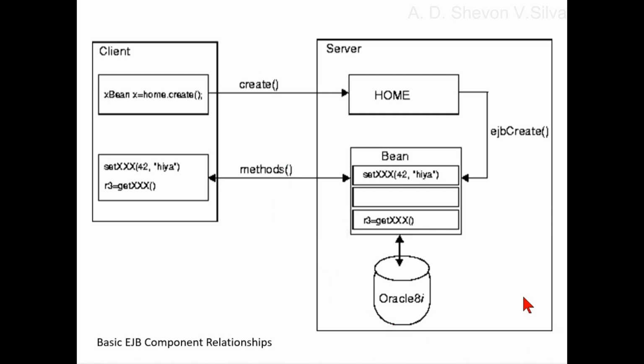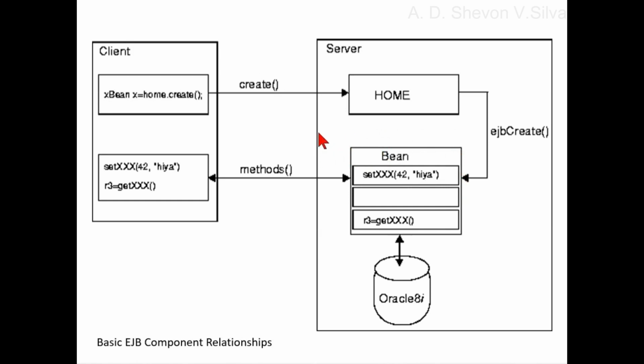Home interface is an interface to an object that the container itself implements, the home object. The home interface has create methods that specify how a bean is created. The home interface, with the home object, actually serves as a factory object for EJBs.